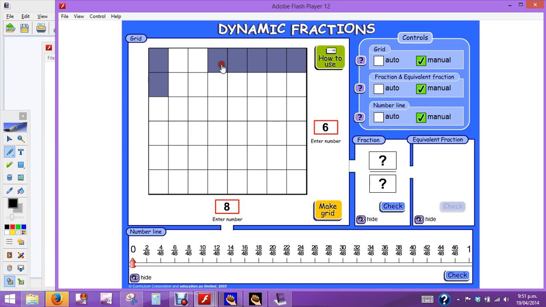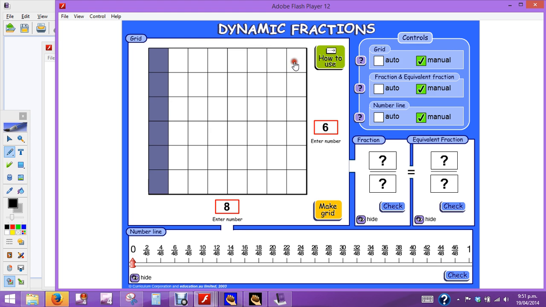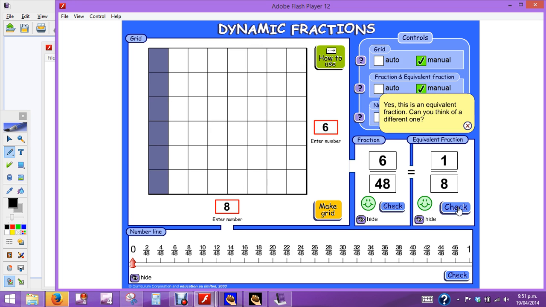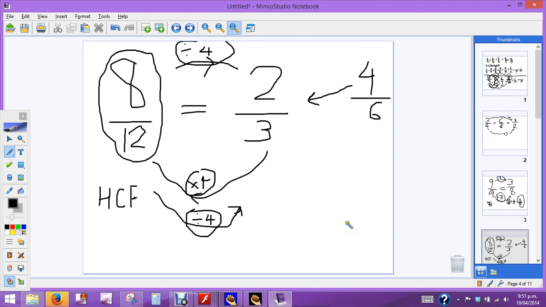Gone the wrong way. I'm 8 across there, but I'm 6 down. You knew that, eh? Okay. So I'm thinking there I've got 6 bits out of 48. Just checking. Correct? And that seems to be one strip out of 1, 2, 3, 4, 5, 6, 7, 8. So I think I can simplify that down to an 8. I think 6/48 is the same as saying one slice out of 8, and that's correct. So let's look at the maths.